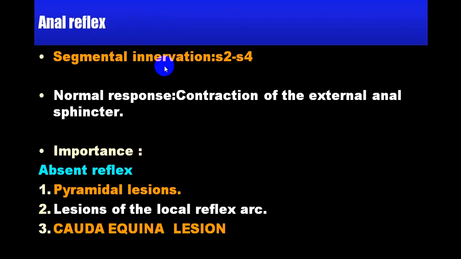Anal reflex: again scratch the skin around the anus, you get the contraction of the external anal sphincter. It will be absent in upper motor neuron. It will also be absent in lower motor neuron if there is a damage at S2, S3, S4, and in cauda equina, that is a lower motor neuron damage of S2, S3, S4, anal reflex will be absent.